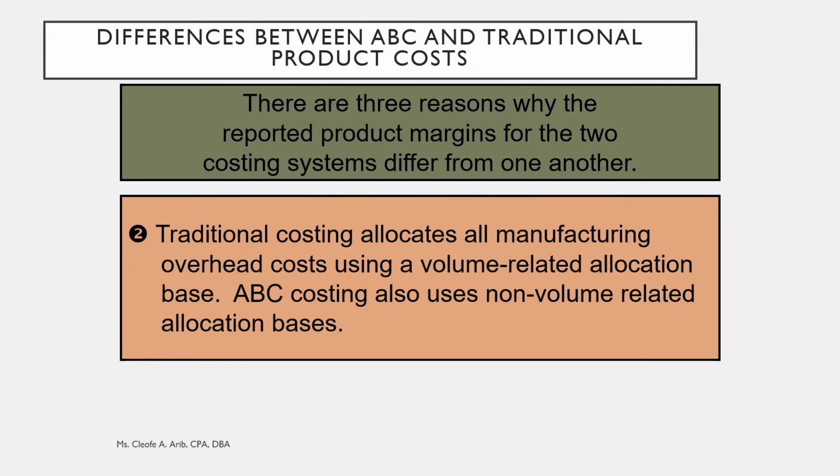The second reason is that your traditional cost system allocates all of the manufacturing overhead costs using a volume-related allocation base. In the case of Classic Brass, the volume-related allocation base they chose is machine hours, which may or may not reflect what actually causes the costs. In other words, if we take a look at Classic Brass, when they use their traditional system, 87.5% of each manufacturing overhead cost is implicitly assigned to standard stanchions and 12.5% is assigned to custom compass housings.